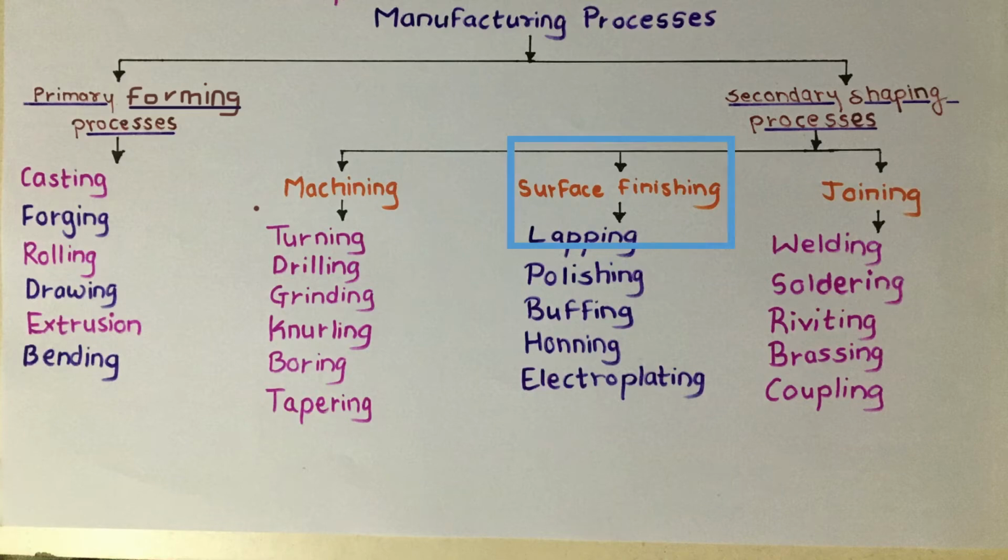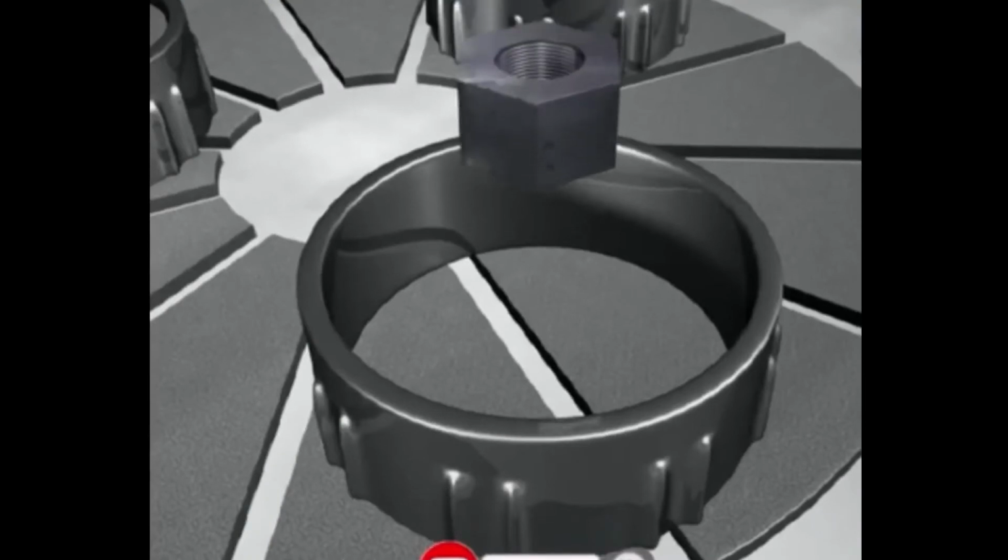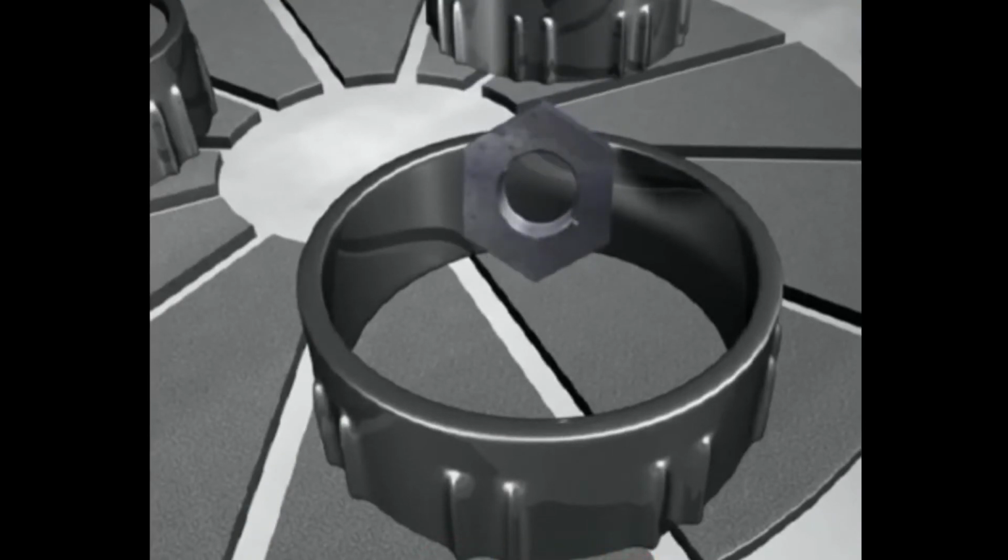Now we will move towards the second type of the secondary shaping process, that is surface finishing. This process is used to achieve or improve aesthetic appearance and provide a glossy look to the product. This process can be done by adding or removing or reshaping the material in the workpiece. Now we will see the types of the surface finishing process.